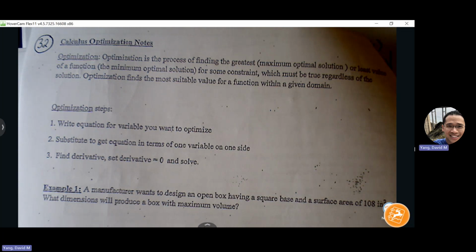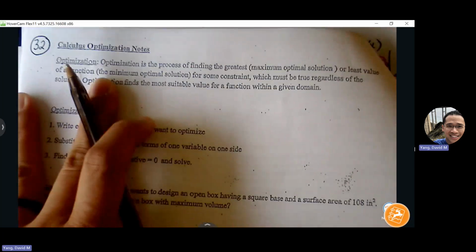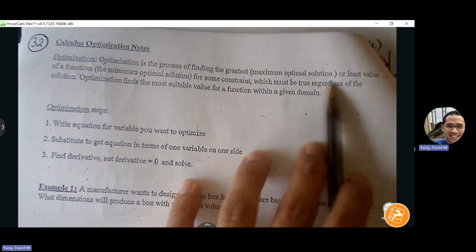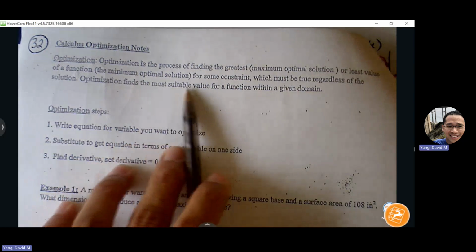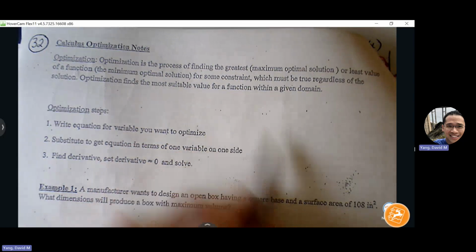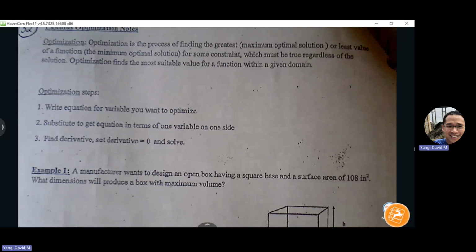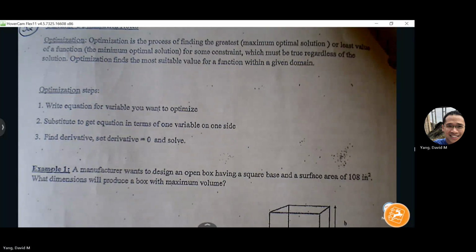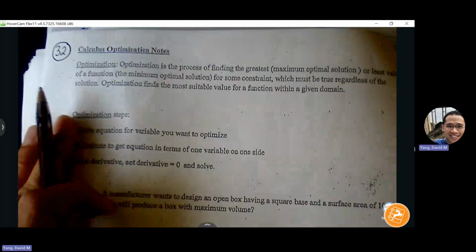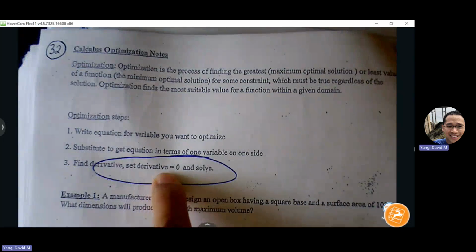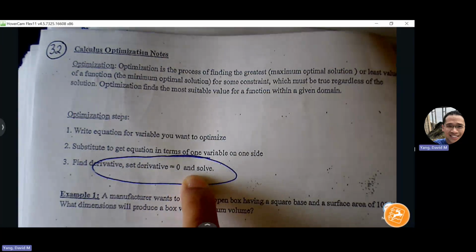Okay. All right. So, optimization is the process of finding the greatest value of a function, the maximum optimal solution, or the least value, the minimum optimal solution, for some constraint, which must be true regardless of the solution. Optimization finds the most suitable value for a function within a given domain. So the big picture here is if I set the derivative equal to 0 and solve, that will give me basically what I'm looking for, my optimal solution.